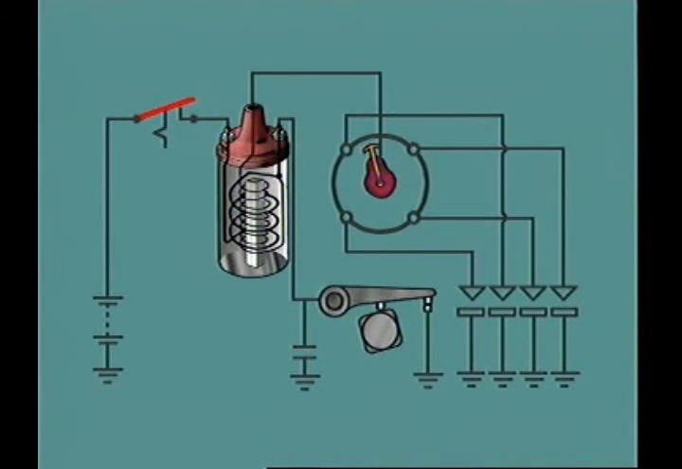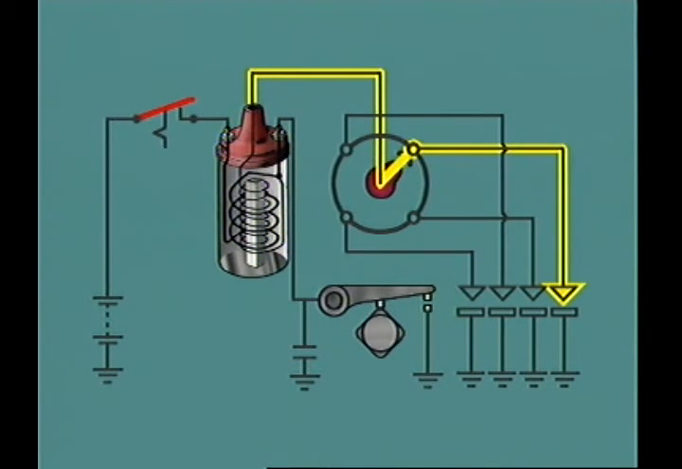As the rotor arm rotates, it lines up with the segment inside the distributor cap, which leads to the spark plug for that cylinder.